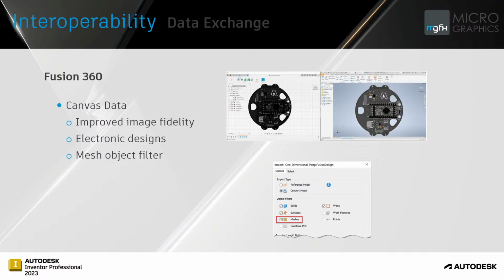that have canvas data. So how that's going to work is when you import a PCB design from Fusion 360, you will simply select the meshes option under the object filters. So that will basically allow improved image fidelity when opening Fusion 360 electrical designs.